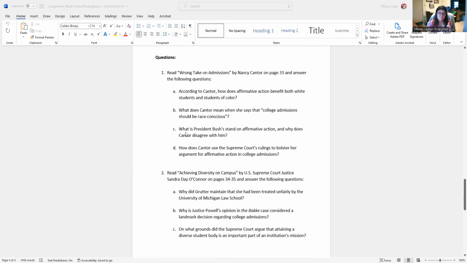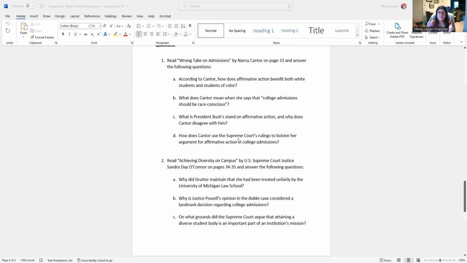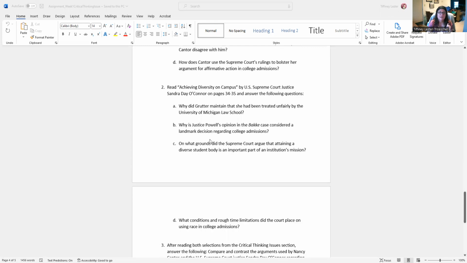What was President Bush's stand on affirmative action at the time, and why does Cantor disagree with him? That's mentioned in the article that you'll read, what his stance was. Okay, why does Cantor disagree with him? And then how does Cantor use the Supreme Court's rulings to bolster her argument for affirmative action in college admission?